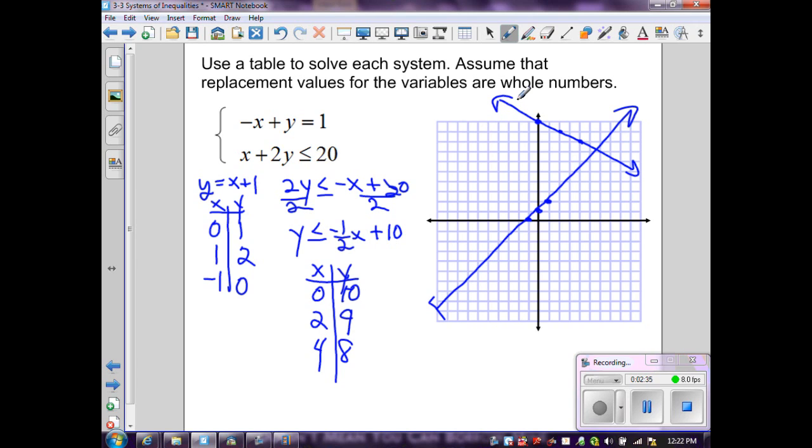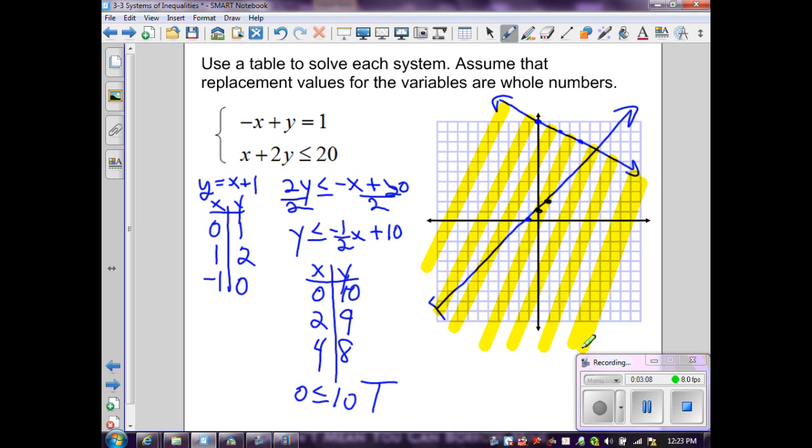Now I determine where to shade. And I select a point below or above the line. I'm going to select one below it. I'm going to select 0, 0. When I substitute in, I'm going to get 0 is less than or equal to 10. That is true. Therefore, I'm going to shade below the line. So I'm going to shade this way. This represents all solutions for the inequality.